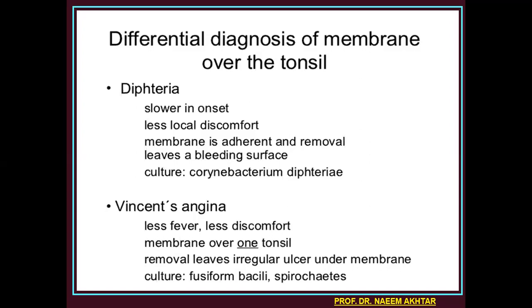Second disease is Vincent angina. In this case, the fever is less, the patient will have less discomfort, and there is a membrane over one tonsil. If you remove the membrane, there will be an irregular ulcer under the membrane, and if you take a throat swab and culture it, then fusiform bacilli and spirochetes may be obtained.